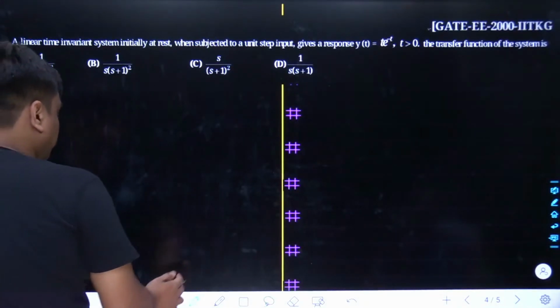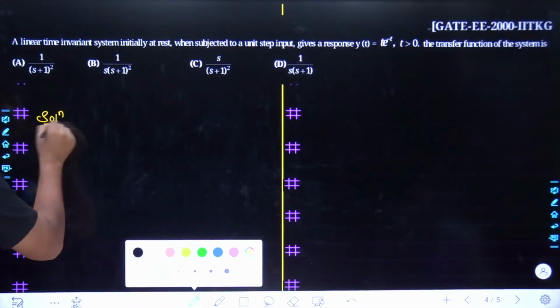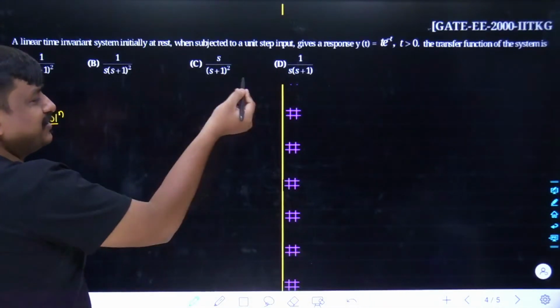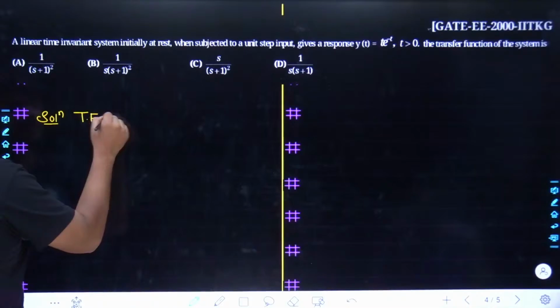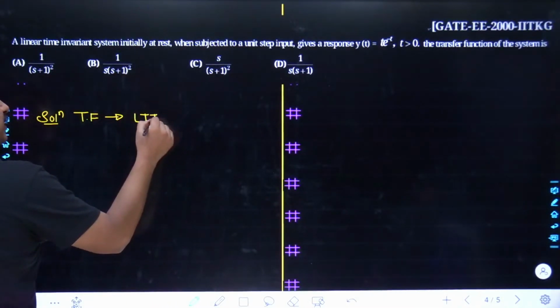So let me solve this problem. Here starts the solution. Obviously, the system is an LTI system, and from this problem you wanted to get its transfer function. Whenever the transfer function approach has to be used with any sort of system, the system has to be an LTI system.